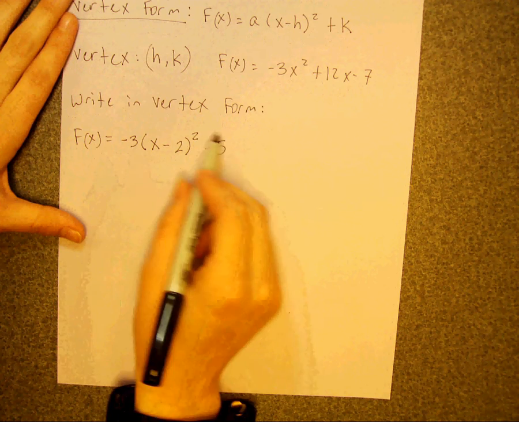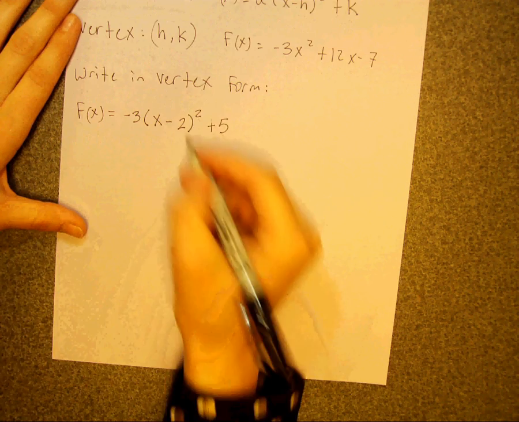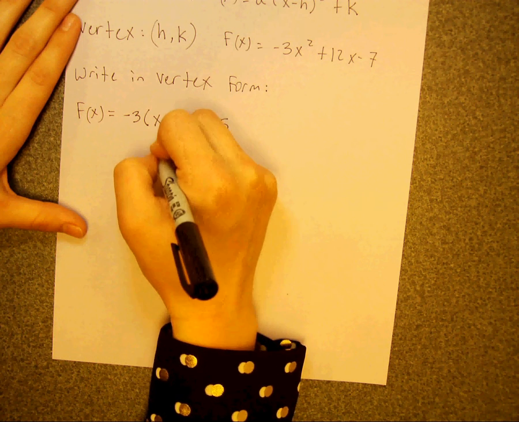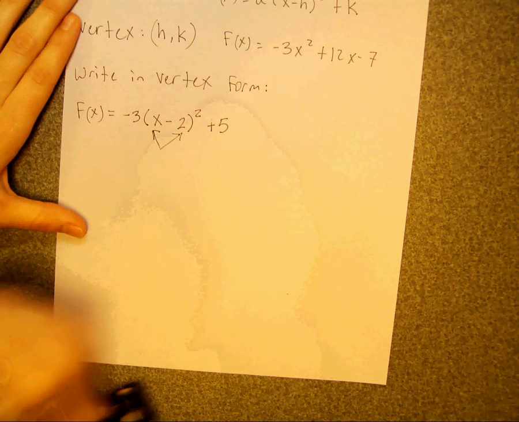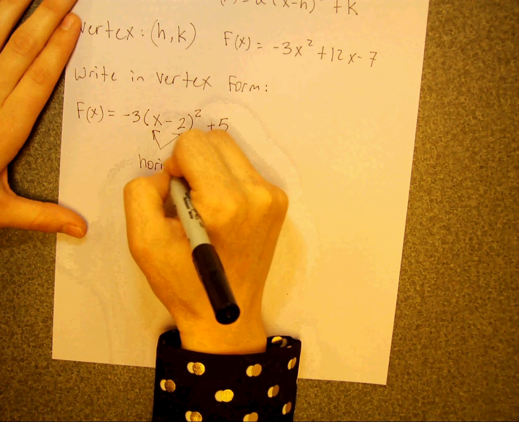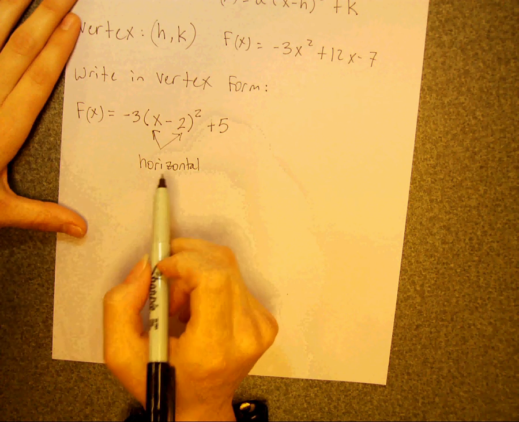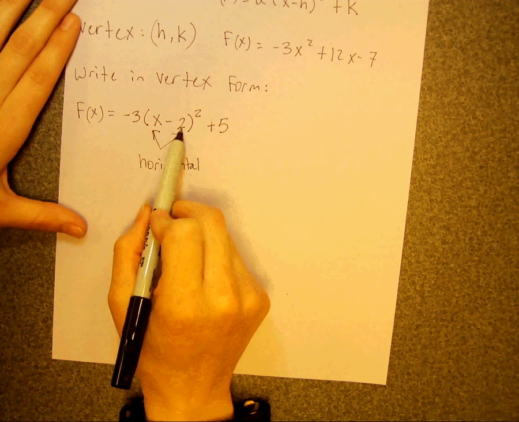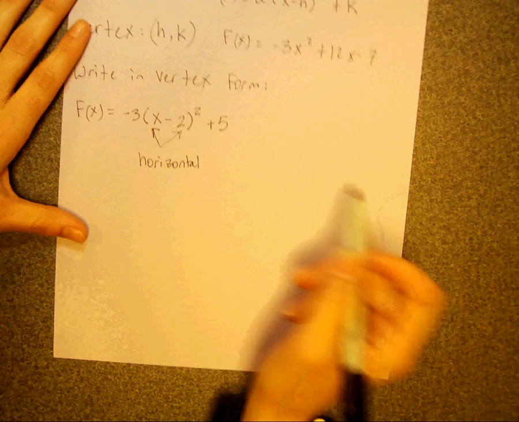Now that I have it written in vertex form, we looked at this when we were doing transformations. Remember that what's inside the parentheses, so if I have a number in front of x, or this value right here, this indicates horizontal transformations, and remember that they're the opposite. So this minus 2 tells me that my parabola shifts to the right 2 units.